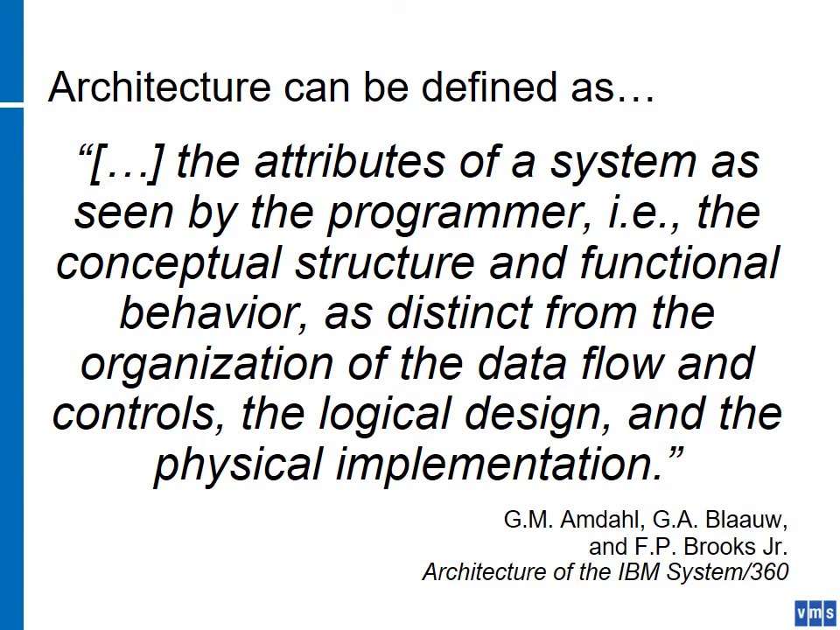Computer architecture does not relate to the organization of the data flow, the controls, the logical design, and the physical implementation. And this word was particularly useful for the IBM System 360 because the System 360 was a 32-bit architecture, but they designed from the beginning a whole range of different systems, and some of them had 8-bit internal components, others were 16-bit internally, others were 32-bit, and the largest systems were 64-bit internally, yet they all exposed the same 32-bit architecture to the programmer, and that's the level of abstraction that we're interested in currently.